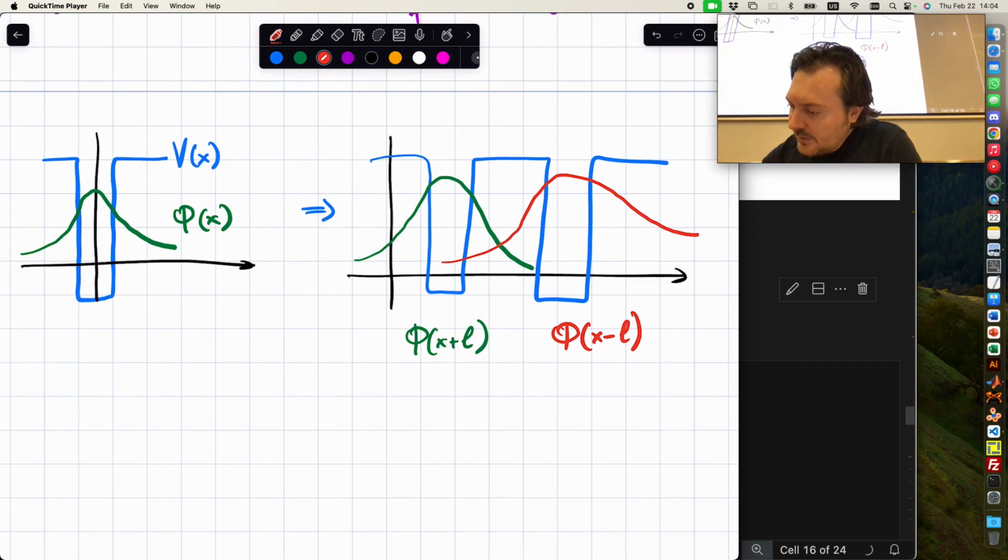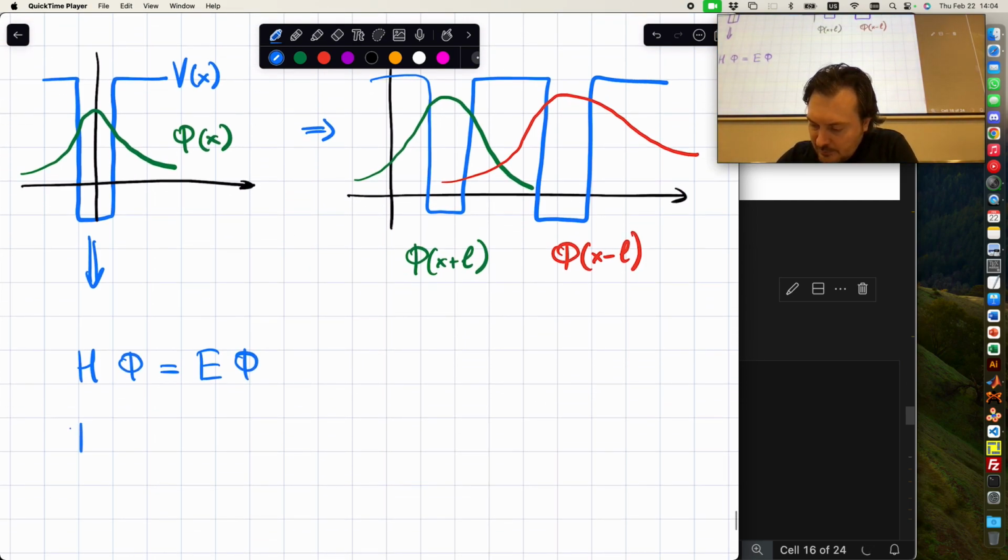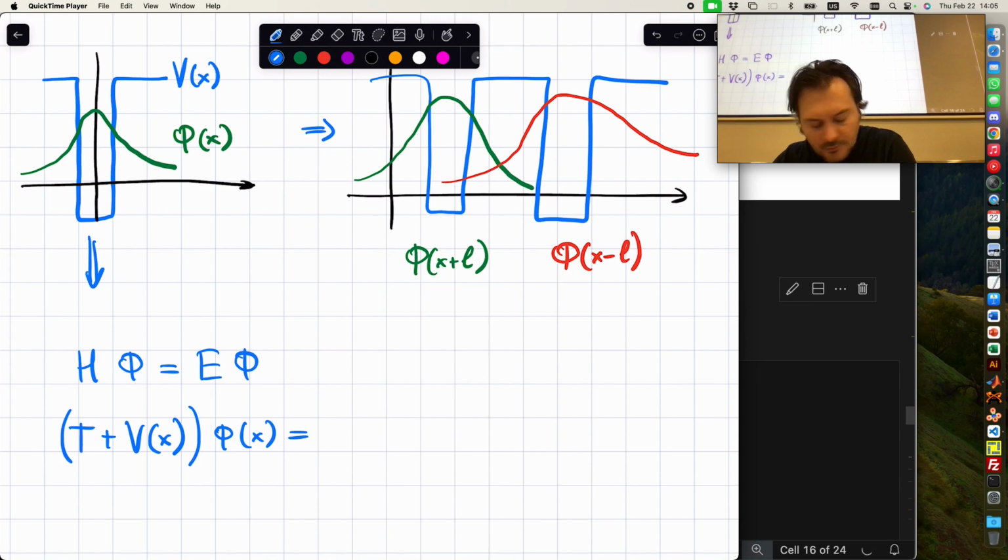So let me write down the equation for this one. Hamiltonian times this orbital equals energy times orbital. Writing it more completely, there is some kinetic energy operator plus some potential, and then we have psi of x equals some kinetic energy part plus potential energy part, psi of x.